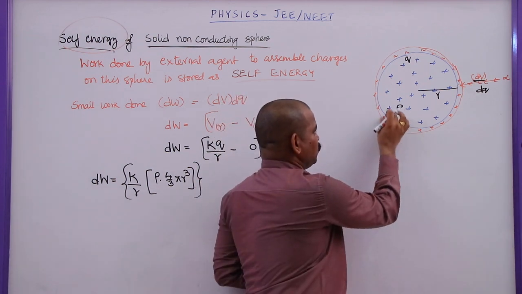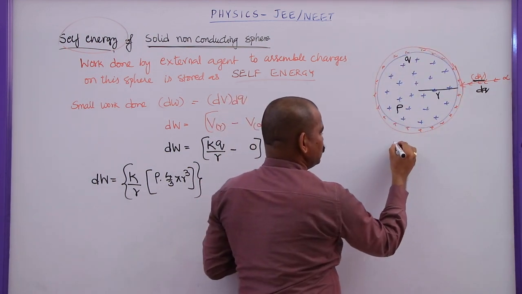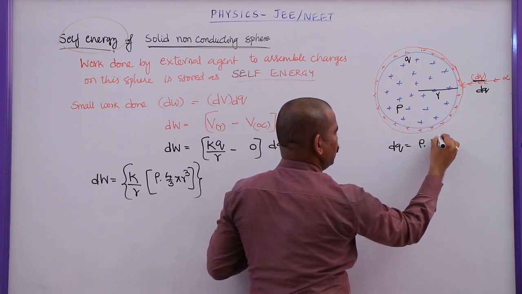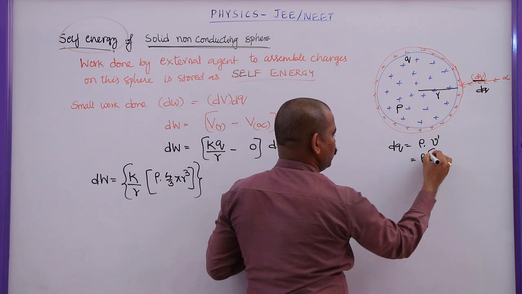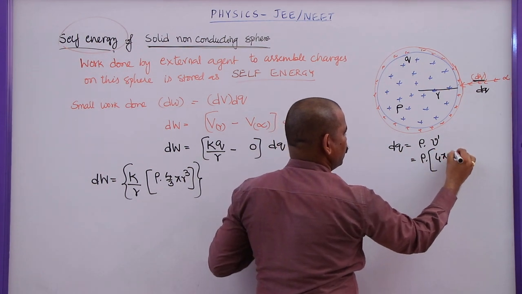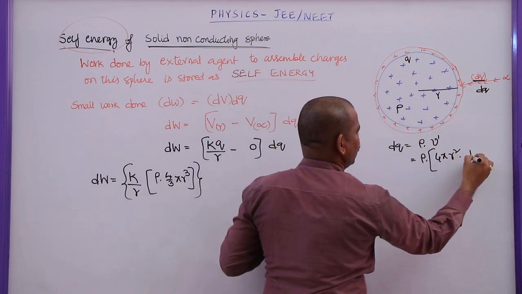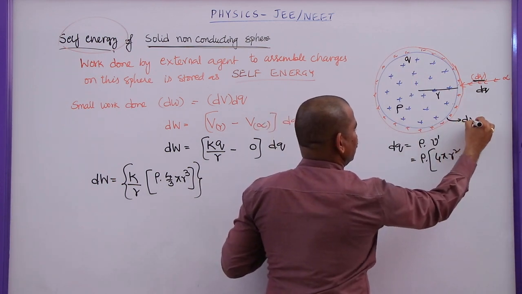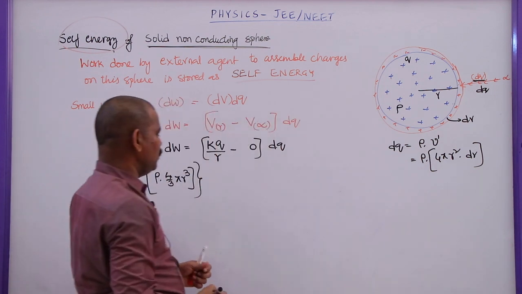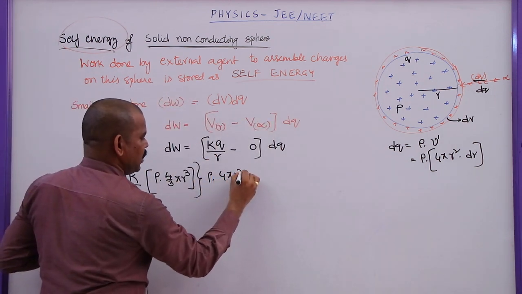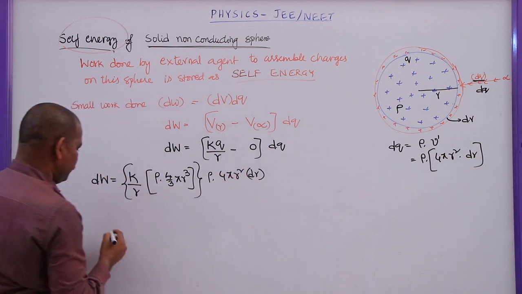Here this is a small volume, the shell. So here we can write dq is equal to rho into the small volume v dash. What is the small volume? The radius of this one is r, so the surface area is 4 pi r square, and let the thickness be dr. So in place of dq we can write rho into 4 pi r square into dr.